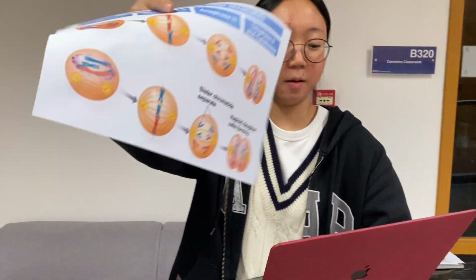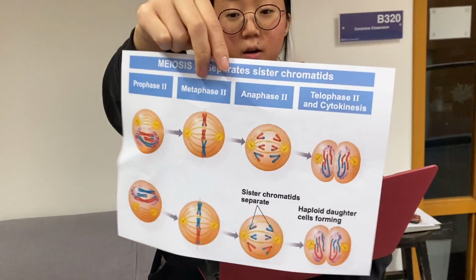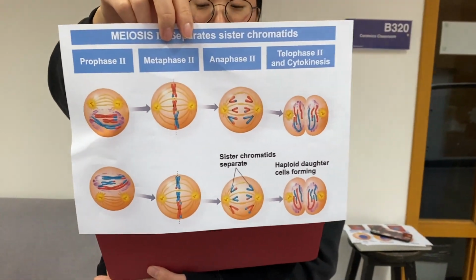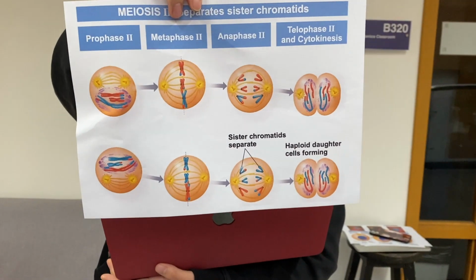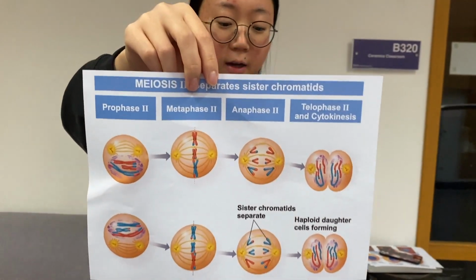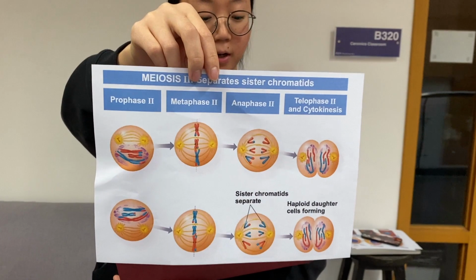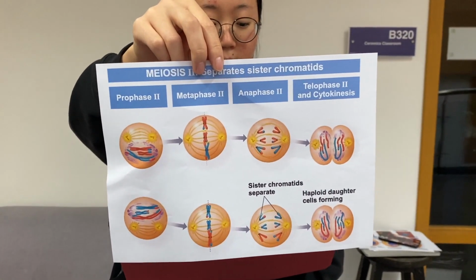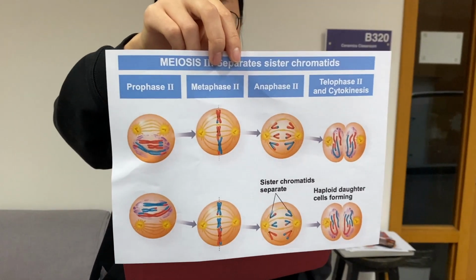Then meiosis 2 occurs, and in meiosis 2, no interphase occurs. In prophase 2, there's no crossing over, and the spindle fibers form. In metaphase 2, chromosomes line up. In anaphase 2, sister chromatids are separated, and in telophase 2, 4 haploid cells are formed and the nuclei reappear, and each daughter cell is genetically unique. Also in metaphase 1, independent assortment takes place, which allows for genetic variation.